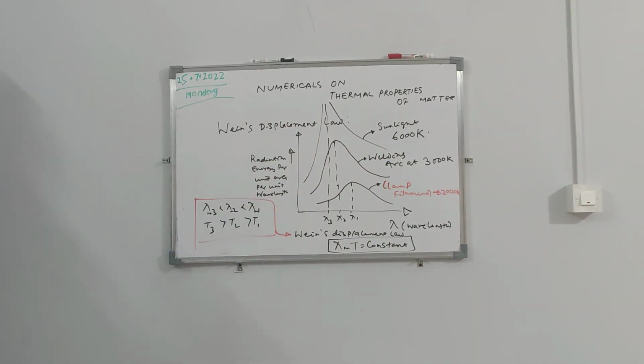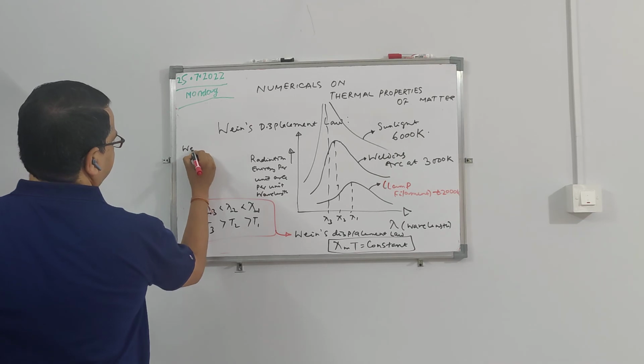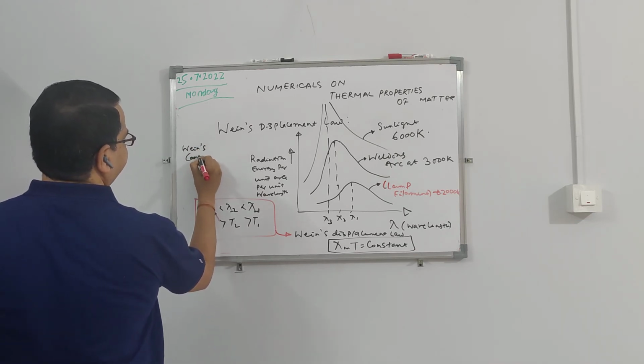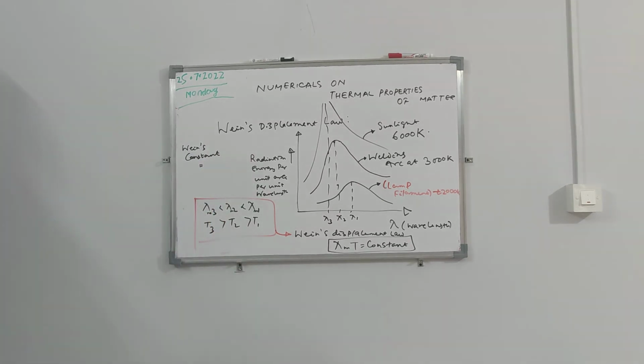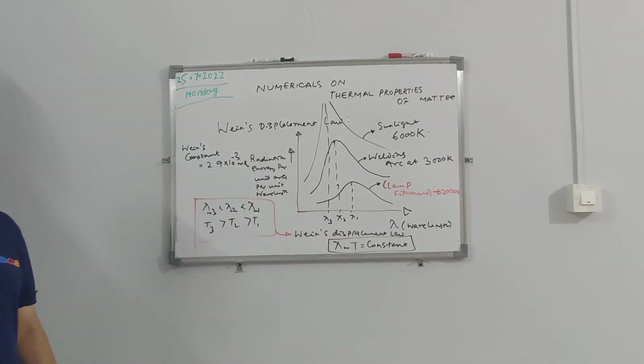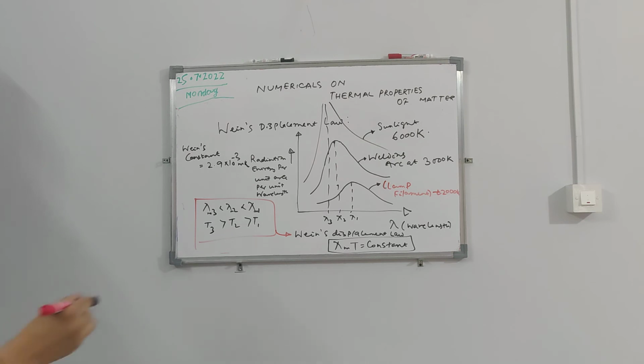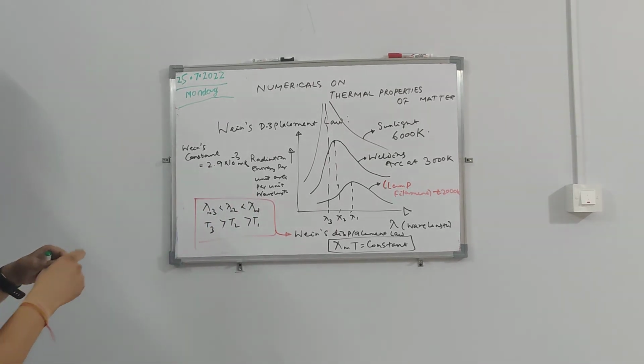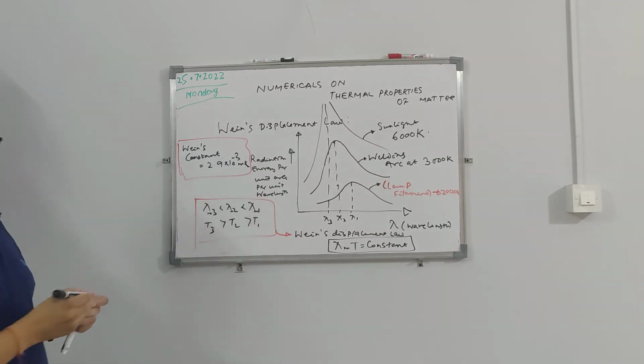Now, to find the temperature knowing the wavelength, you should know the Wein's constant. This constant will be given, but you just have to remember the value. Wein's constant is equal to 2.9 into 10 to the power minus 3 meter Kelvin. Just remember the unit of Wein's constant is meter Kelvin, because you are multiplying wavelength, which is in meters, and T, which is in Kelvin. So this is the value of your Wein's constant.